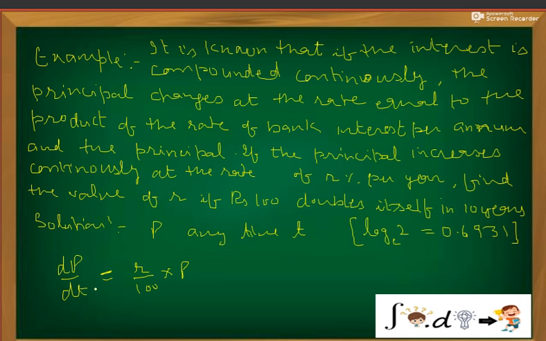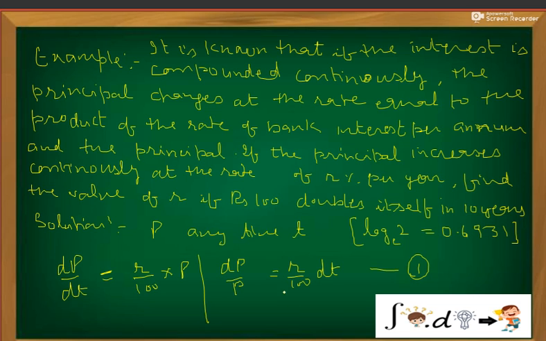That means dP by dt is equal to RP by 100, and now we have to separate the variables and therefore it becomes dP by P is equal to R by 100 into dt, and this will be equation number 1.